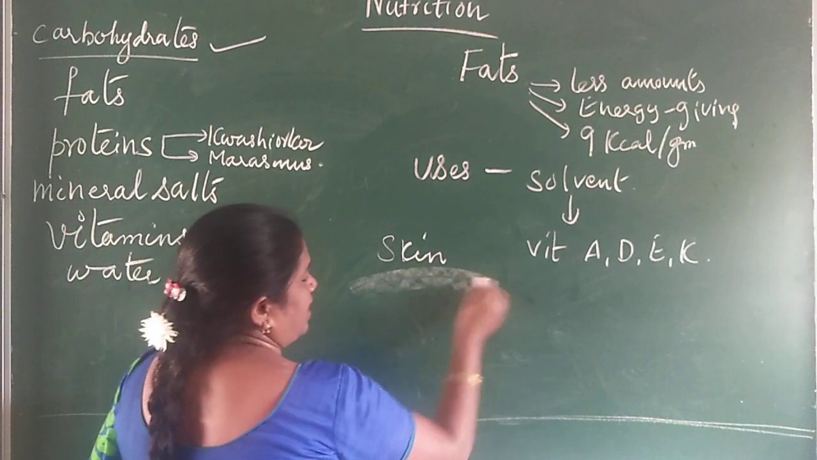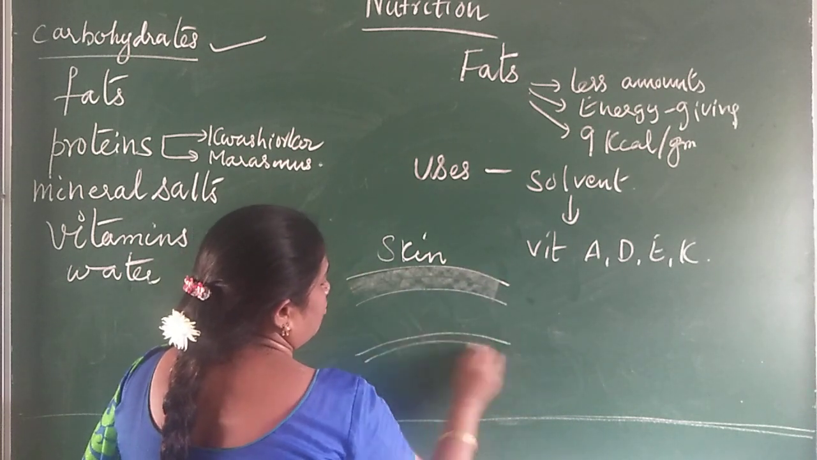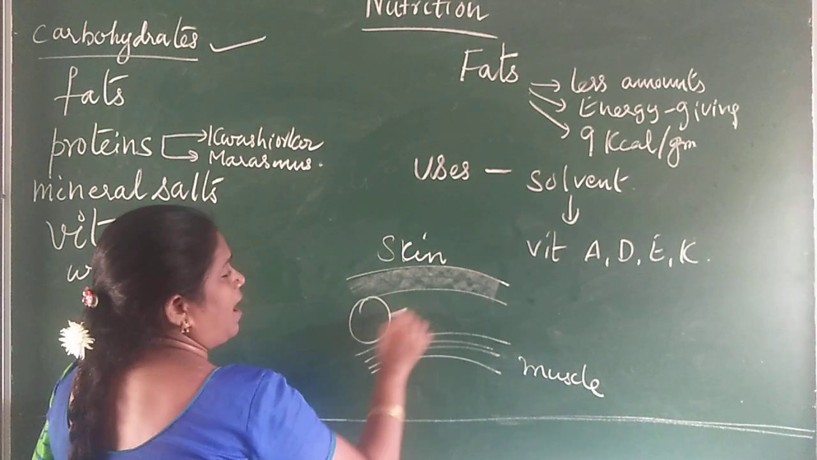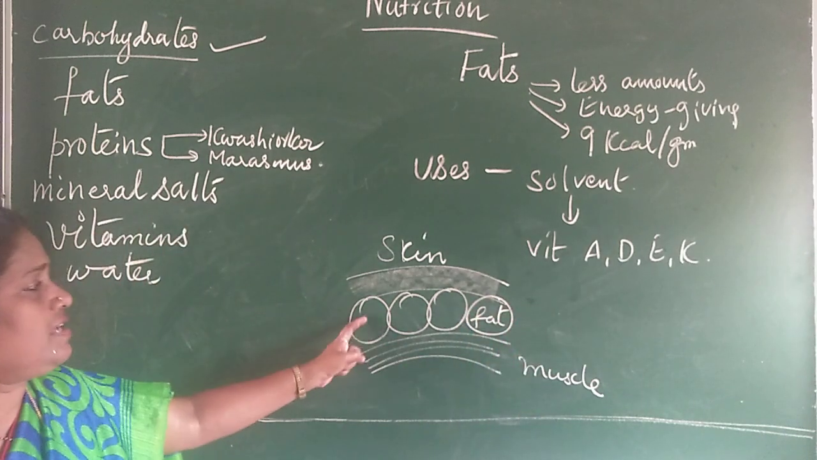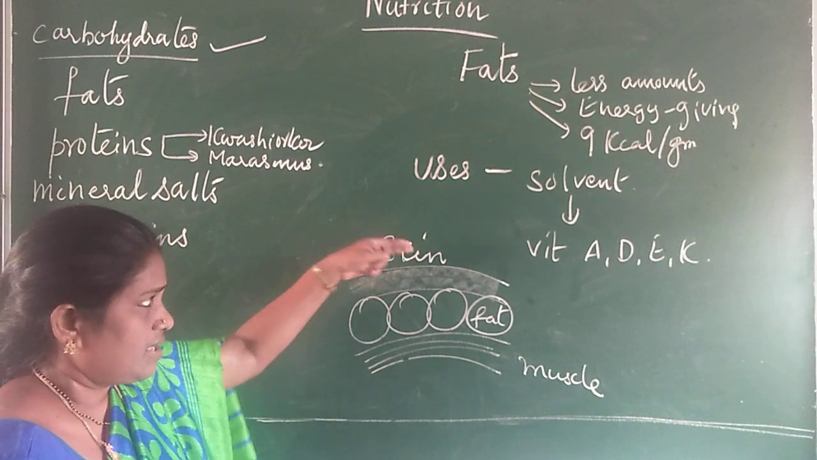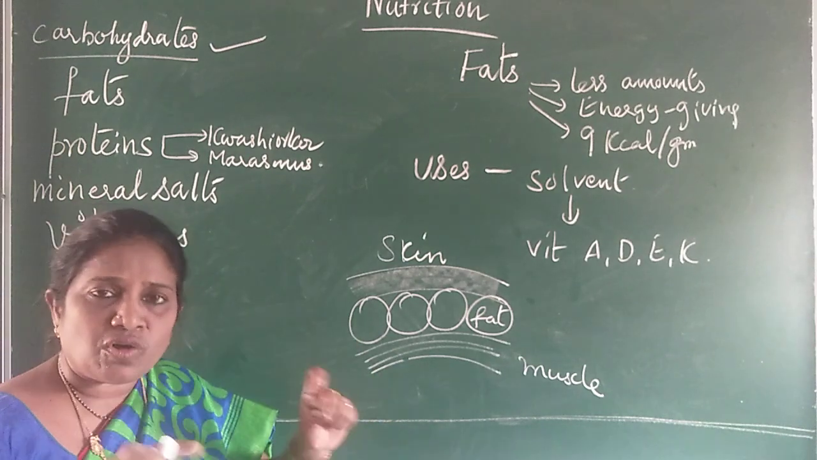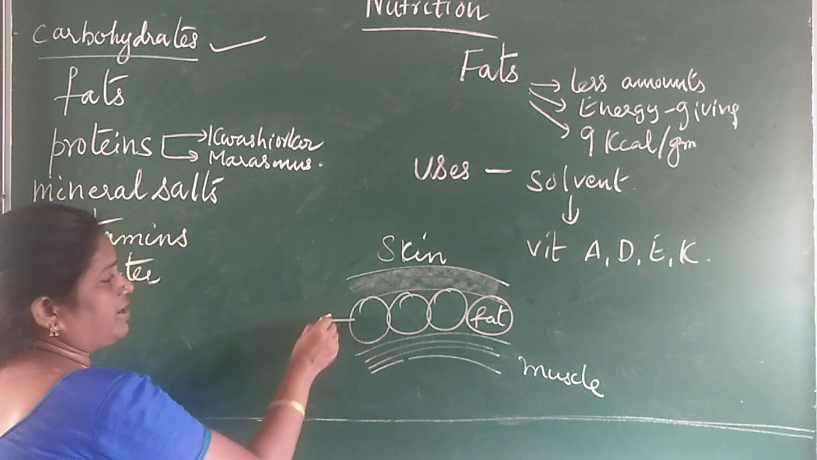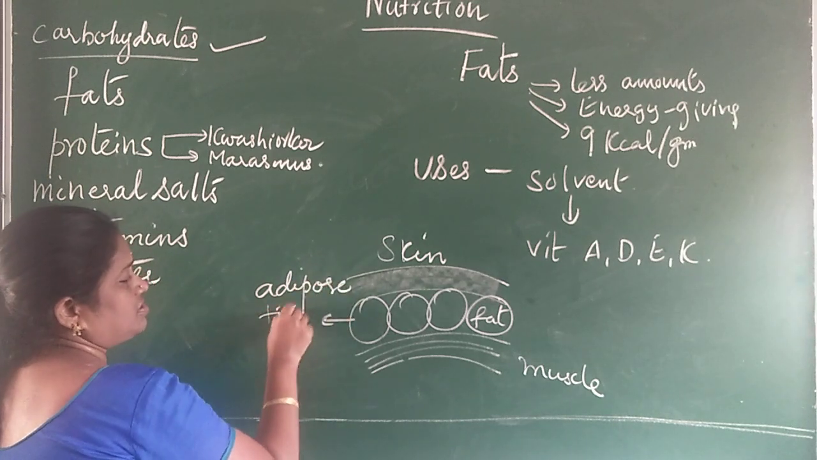You have different layers of skin, like the outermost layer, then the inner layer of muscles. Between the outer layer of skin and muscles, you have the layer of fats. These cells which store fats are called adipose cells. So in between the layers of skin and muscles, you have different layers of fats. Okay children? The cells where fat is stored are called adipose cells or tissues.